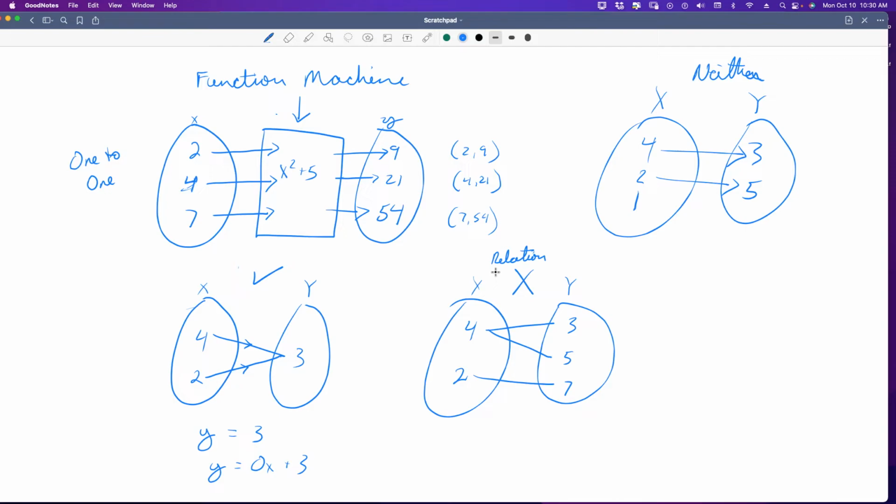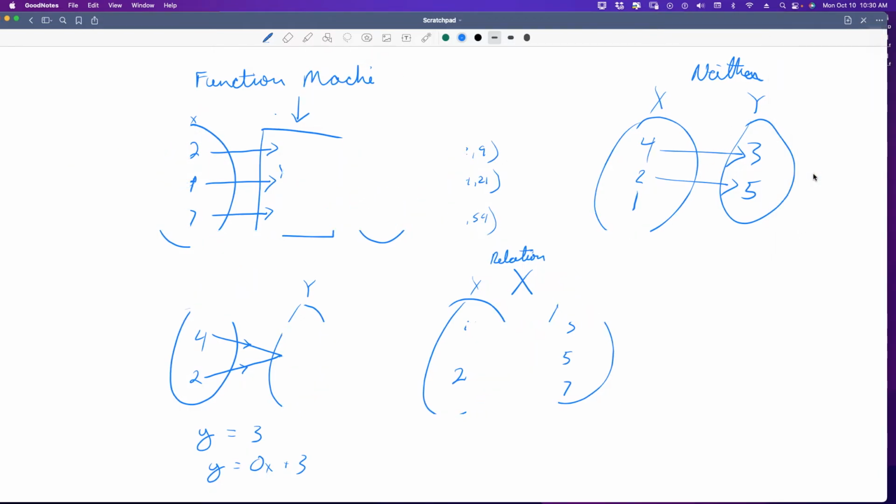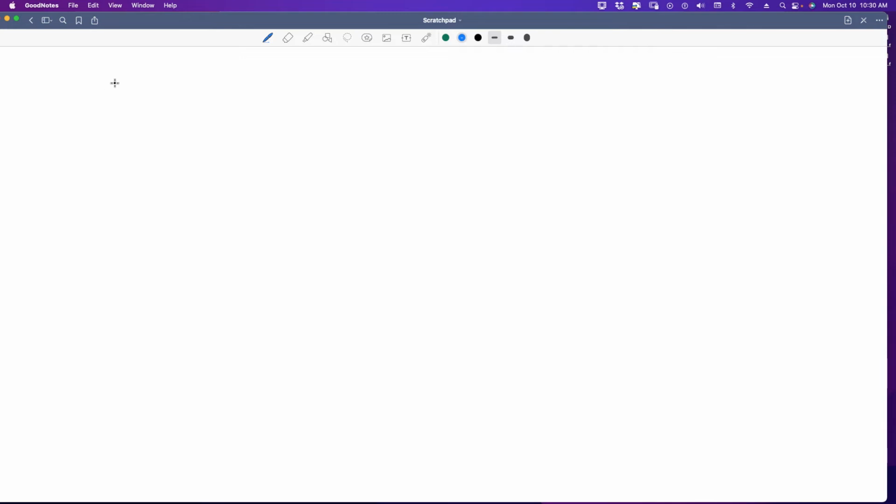All right, so I hope that helped you clear that up, because in 21.9, we are going to decide whether these are functions or relations or neither, and so on. So here's our first one. We have x values 4 and 3, and then we have a y value that is 3. Is this a function?